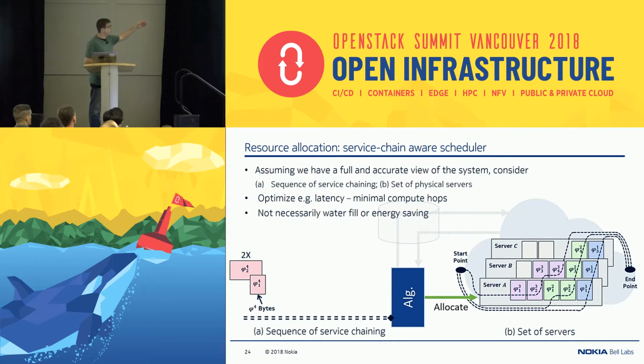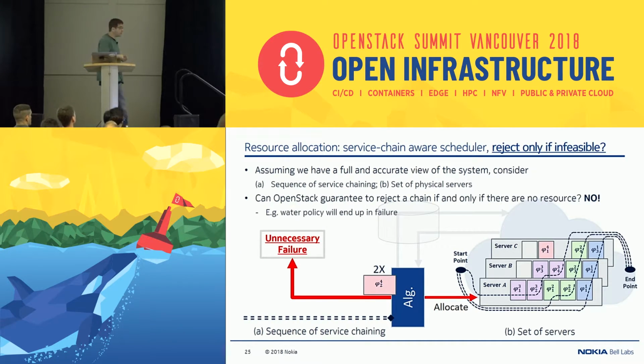Then let's have a look at the final chain, which is the red chain. And you can see here I mark it X2, meaning the first VNF requires, for instance, a single CPU. The second VNF requires 2 CPUs, but OpenStack placement is not aware of the service as a chain. And what will happen is when the first VNF will arrive, it will occupy server C, and then you will have unnecessarily failure because you will not be able to accommodate the second VNF.